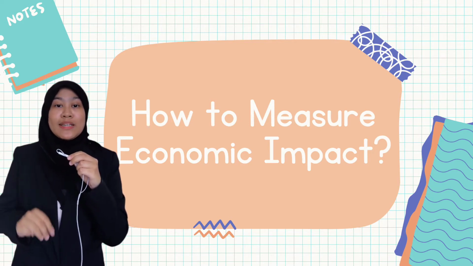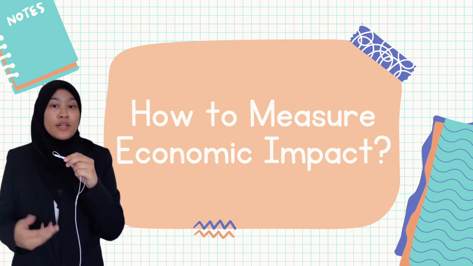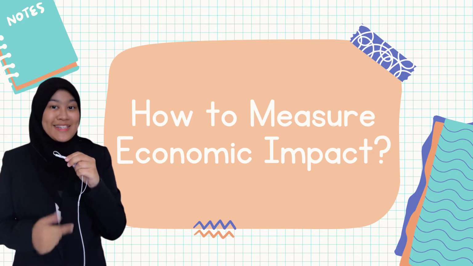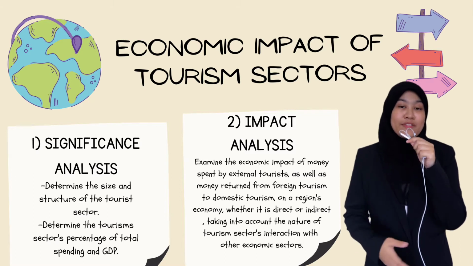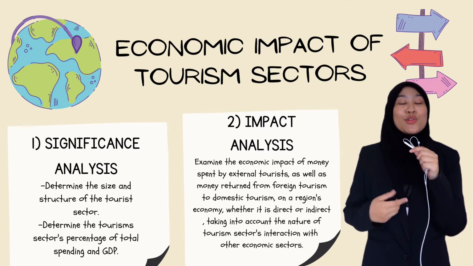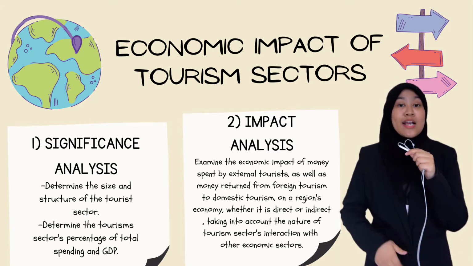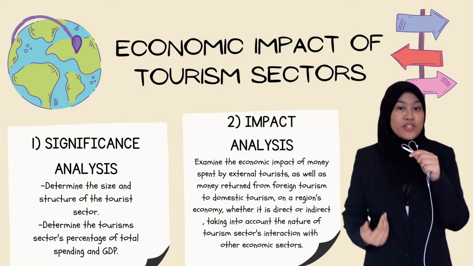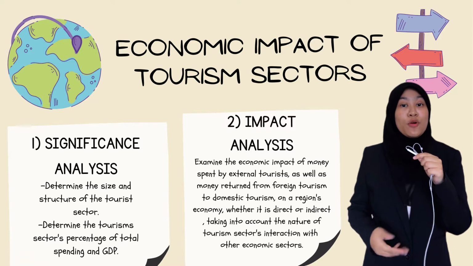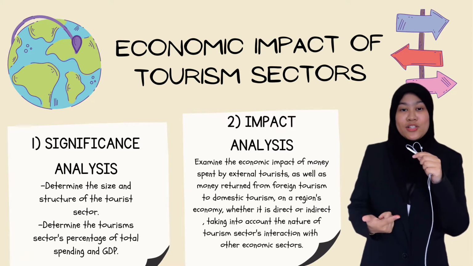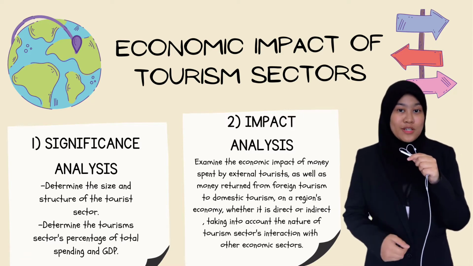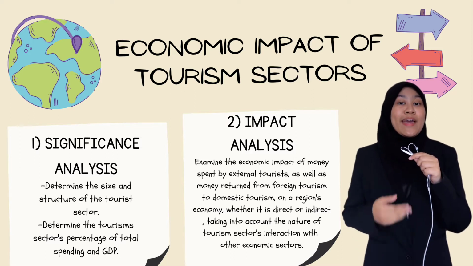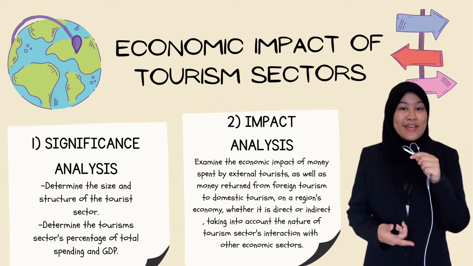There are 3 main analysis methods which allow the calculation of tourism's economic impact, which are described in the next slide. The purpose of the analysis of importance, also known as significance analysis, is to determine the size and structure of the tourist sector from national account data, taking into account both domestic and international spending. This system focuses on determining the tourism sector's percentage of total spending and gross domestic product, also known as GDP.